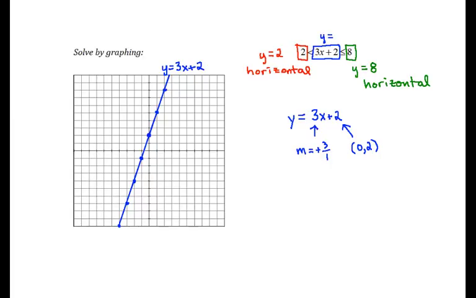And I'll draw the horizontal lines y equals 2 and y equals 8.